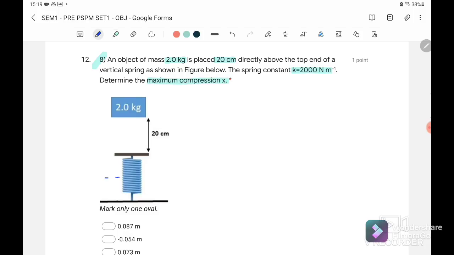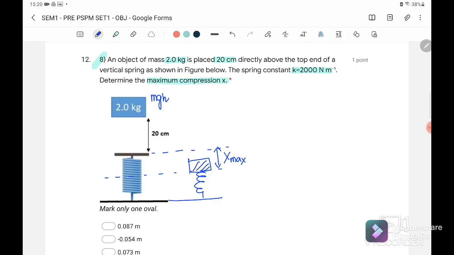So this is the initial, before it is released. After it is released, this block will compress the spring by x. So this is the maximum compression. At that moment, there is only elastic potential energy. Initially we have mgh, because initially there is only gravitational potential energy. After that, when it is released and hits the spring, it will compress the spring by x.